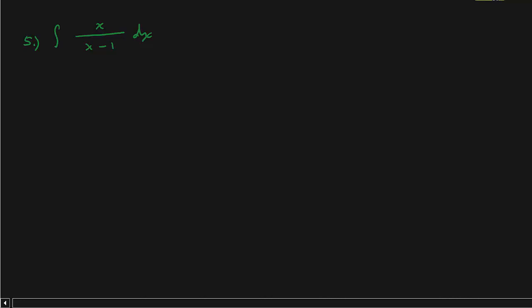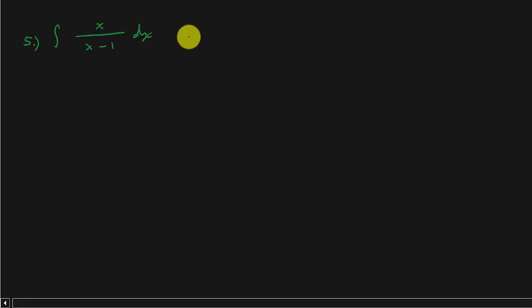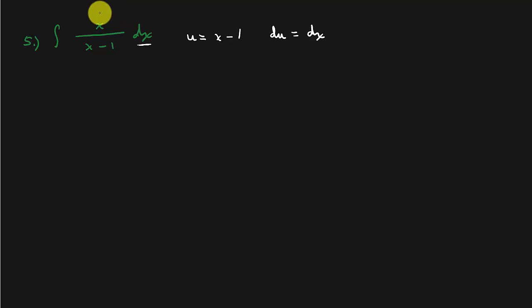All right, so when we look at this one, if we let u equal x minus 1, then du is equal to dx. So if you look at this, well, there's my dx, but what about this x right here? What do I do with that? Because that's not helping anything.